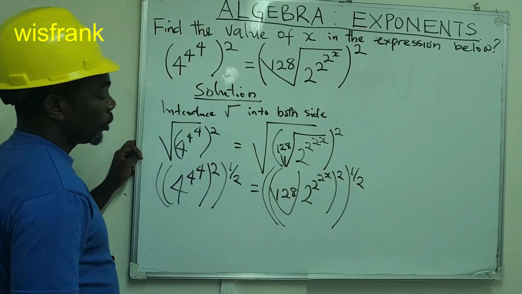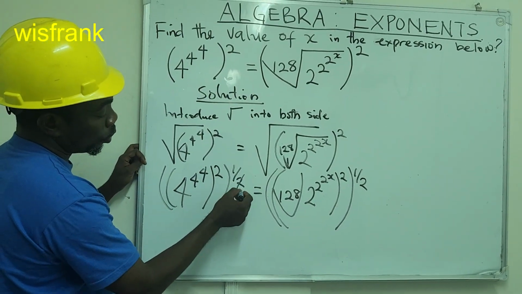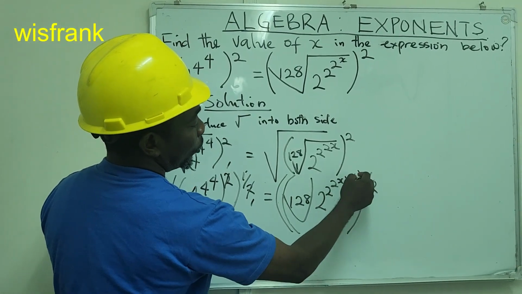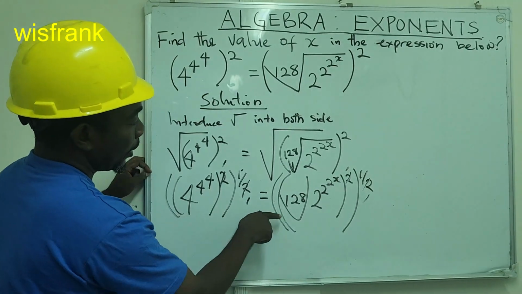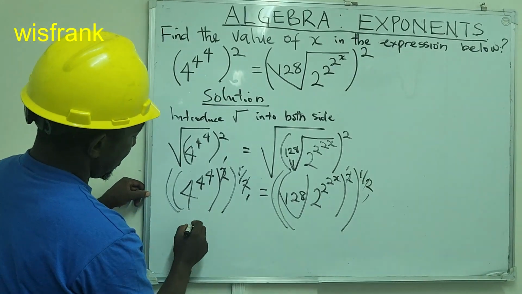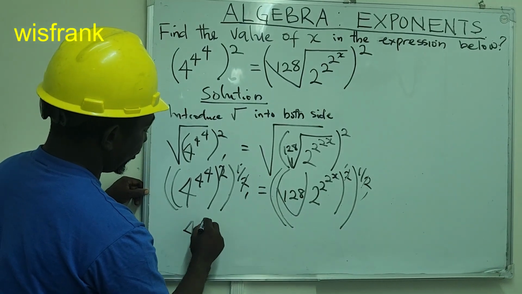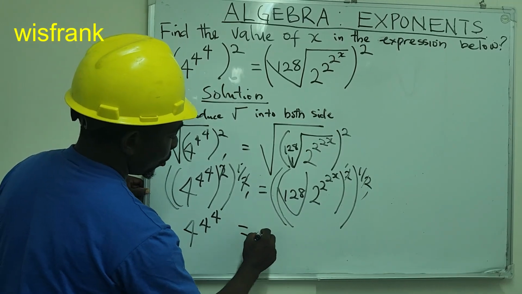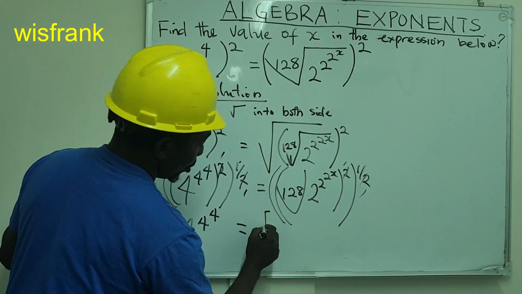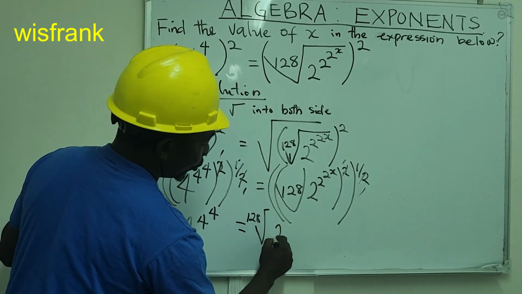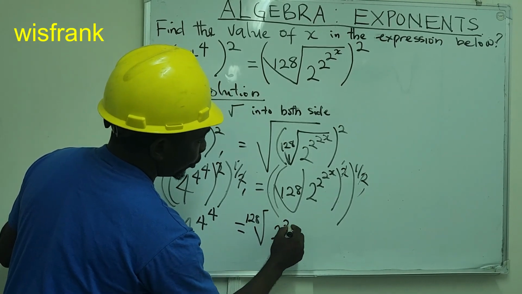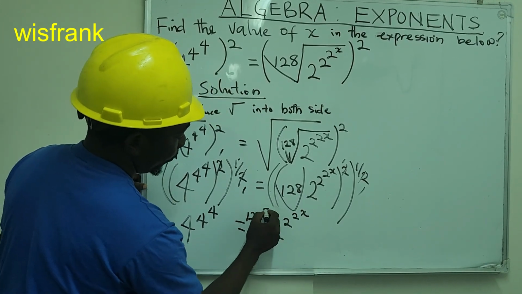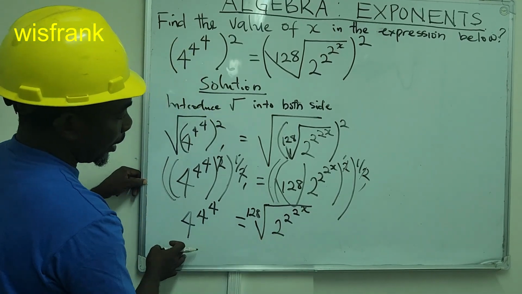One over 2. So these two will cancel each other, this 2 will cancel here, and this 2 will cancel here. We are now left with 4 raised to the power of 4 raised to the power of 4 equals root 128 root 2 raised to the power of 2 raised to the power of 2 raised to the power of x. So that is what we are left with.